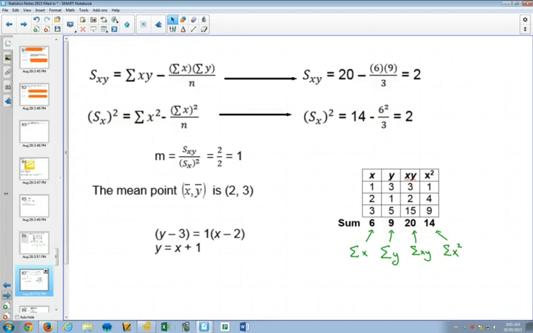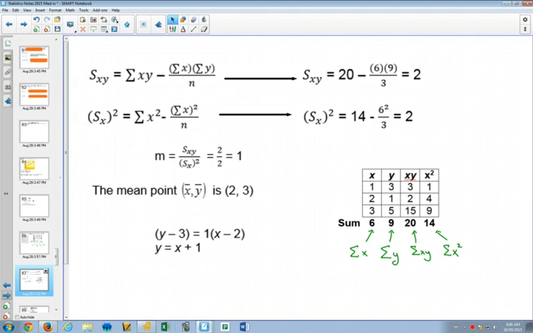So if we take this data, and I copied and pasted it again there, here's our rise, and here's our run. If we plug it in, it's going to be the sum of all of our x, y values minus the sum of our x values times the sum of our y values divided by the number that we had, which was 3 points. And we get 2.